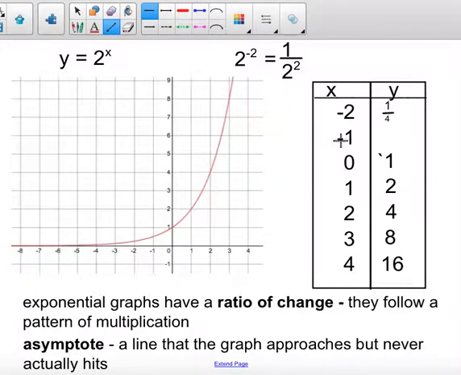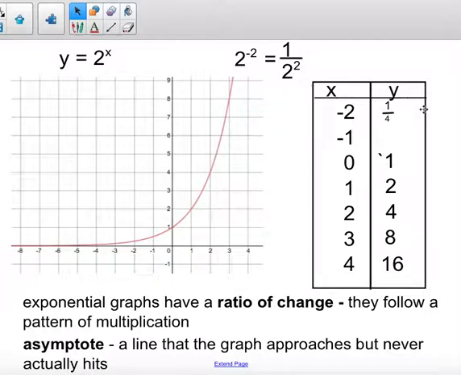Similarly, 2 to the negative first would give us 1 over 2 to the first. So we'll have a value of 1/2. And if you look, our pattern is actually continuing into the negatives. We still have this ratio of change because a fourth times 2 is a half, times 2 is 1, times 2 is 2. So those fractions fit right into the pattern.